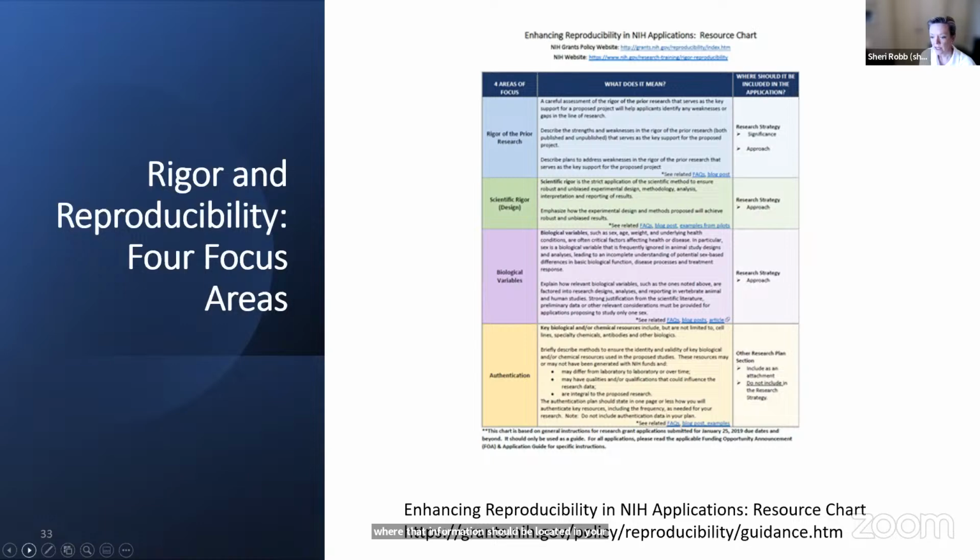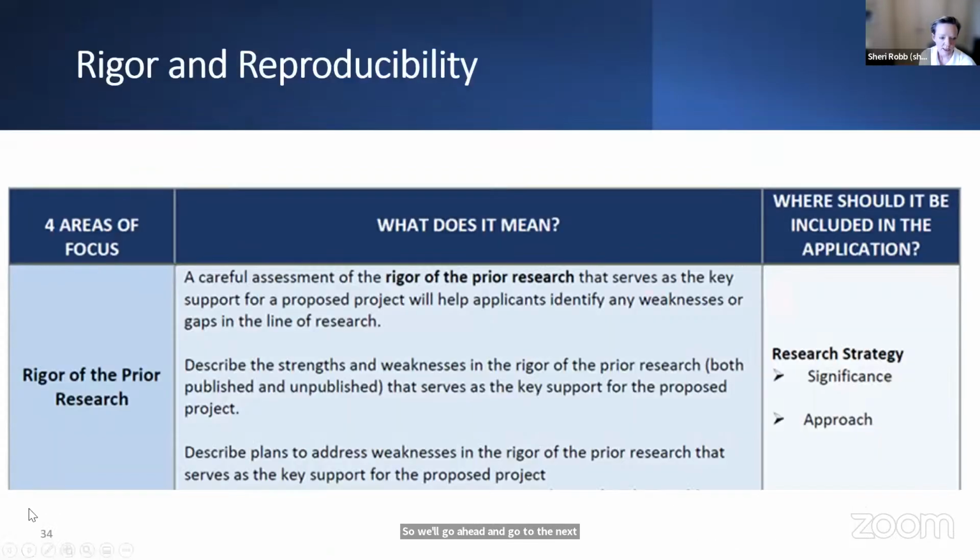We'll go ahead and go to the next slide, which focuses in on information from this resource that's specific, as you can see in the right-hand column, to what we should be including in our significance section, but we might also include this information in the approach. So notice that in the significance section, you can focus on discussing prior research that supports your specific aims, but in the approach section, you might discuss literature that supports your selected methods. Next slide.